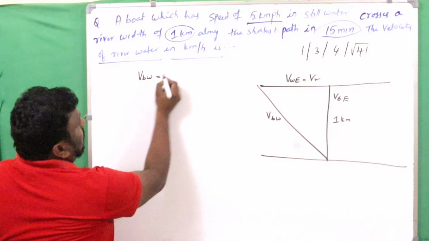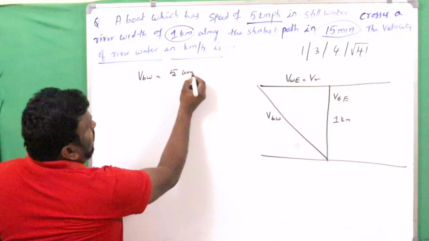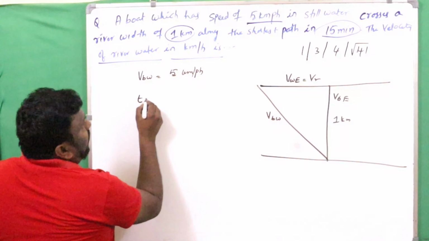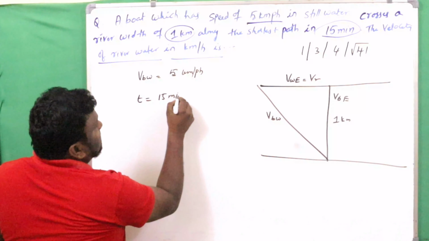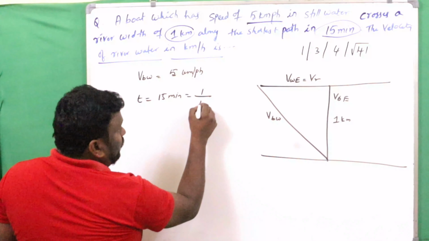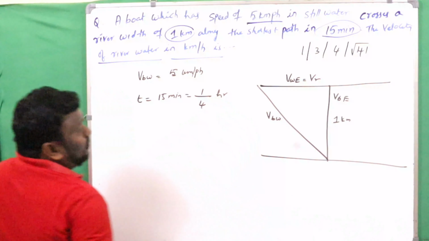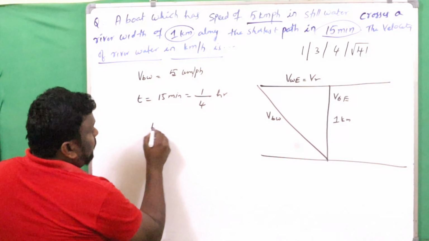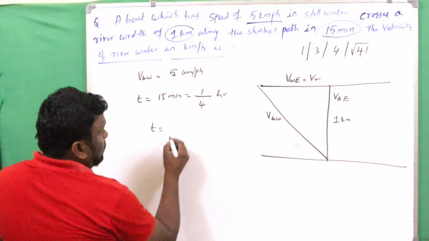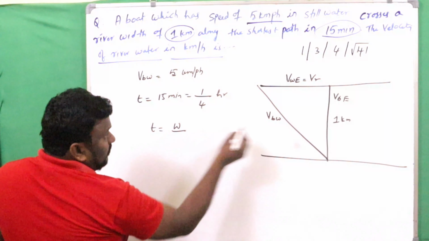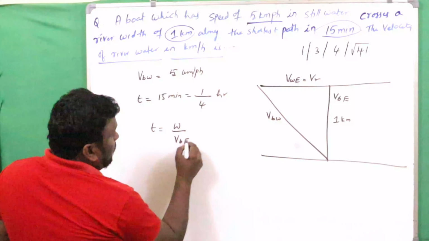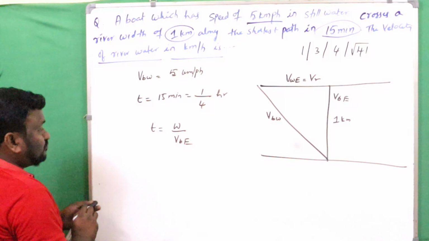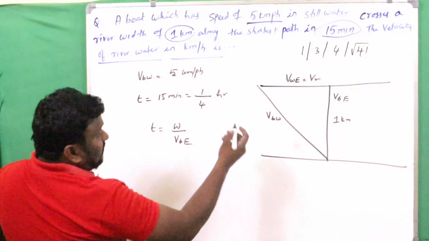A boat which has speed 5 km per hour in still water was given, so VBW is equal to 5 km per hour. Time is given as 15 minutes, which means 1 by 4 hours. From that, T is equal to width by VBE. That is the formula.